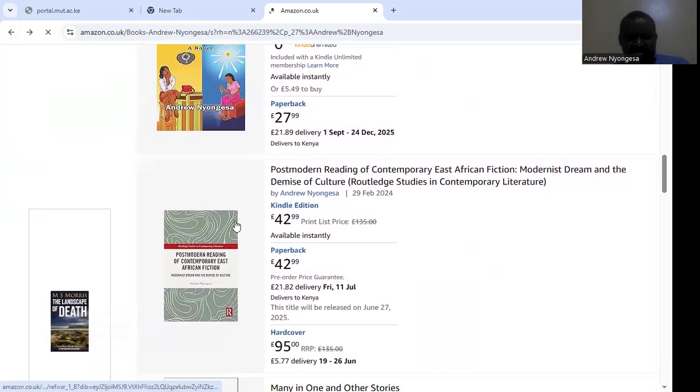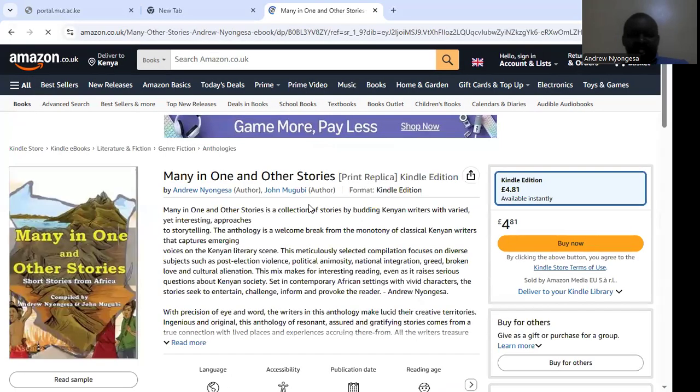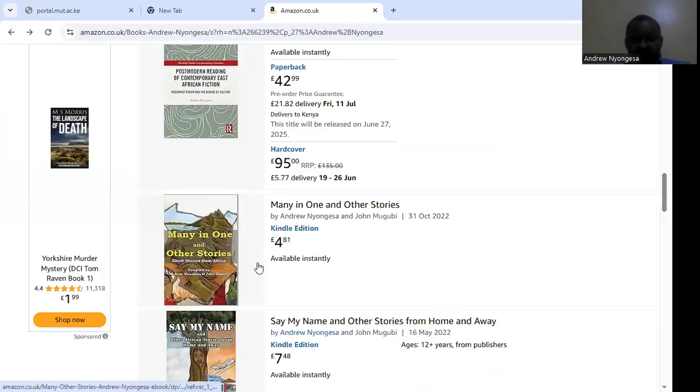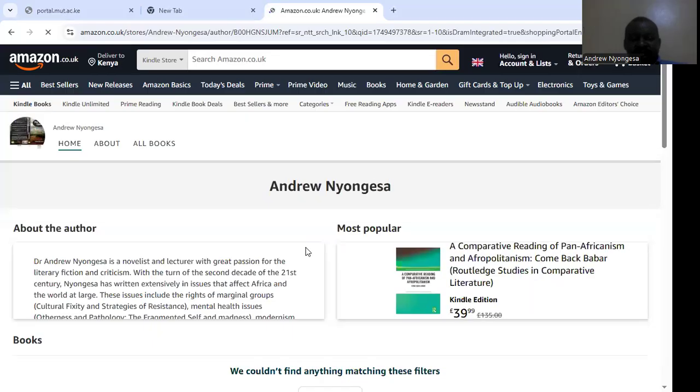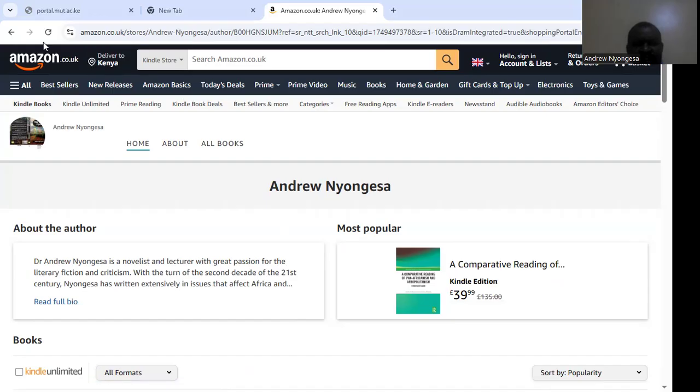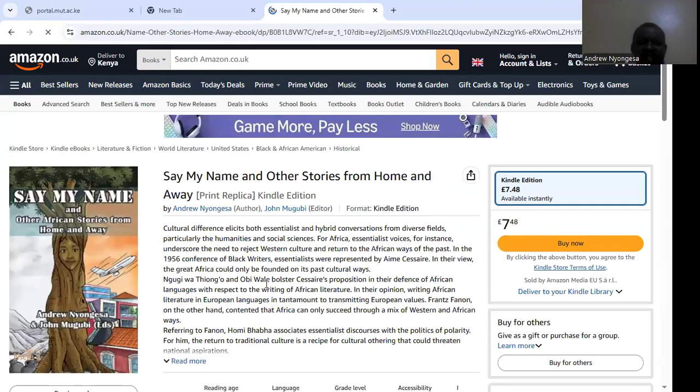Then the next book on the queue is Men in One and Other Stories. This one I talked about in the other video. Then we have Say My Name and Other Stories from Home and Away. This is just about hybridity and cultural essentialism. We will talk about that when we come to the review.